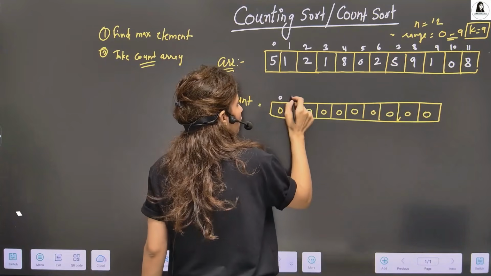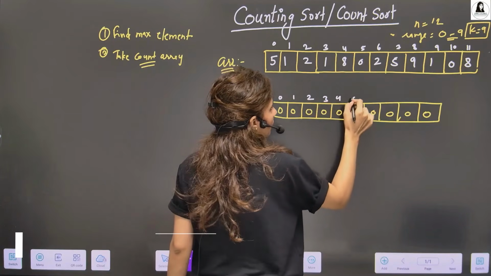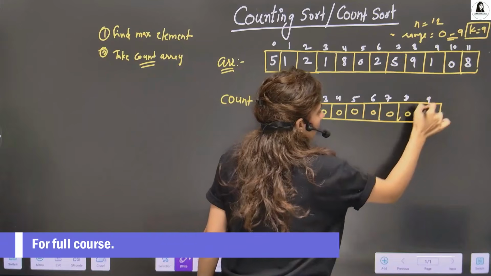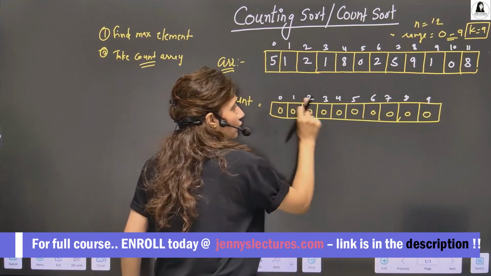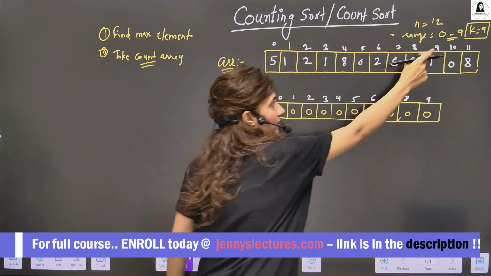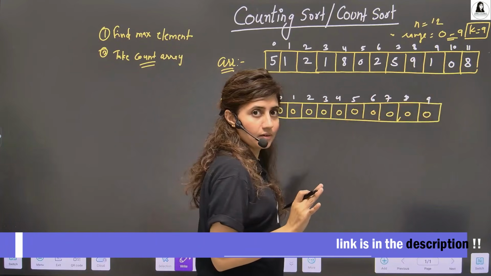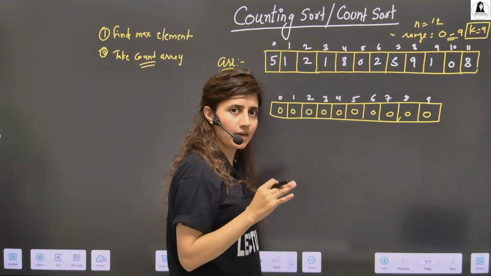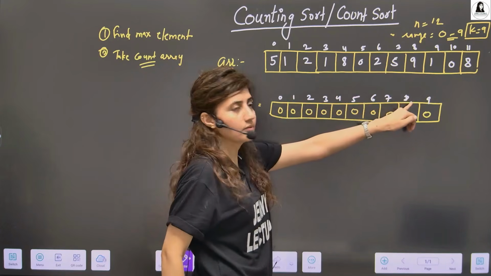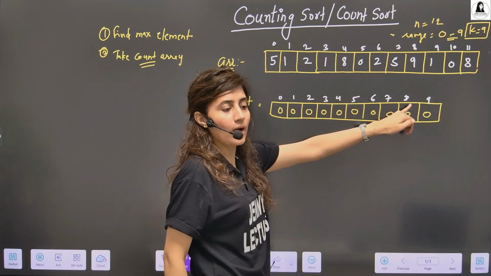So index would be from 0 to 9. Yes, indexing should be 0 to 9. That's why I have taken the size 10. If you take the size of this count array as just the maximum element, that is 9, the index would be 0 to 8, and this will not work. Why will this not work?